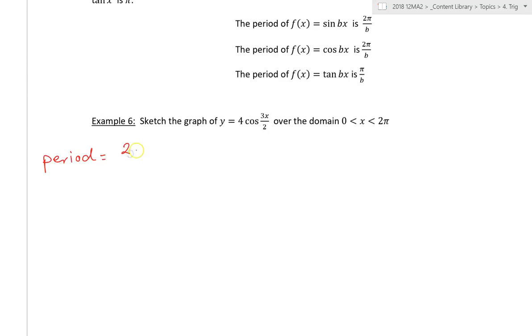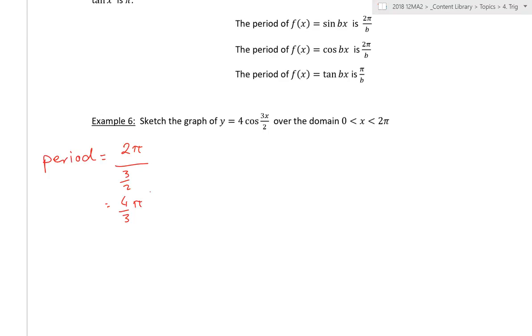Great. Now my period, for cos, is 2 pi over this. My period equals 2 pi over 3 over 2, which equals 4 pi over 3. That's how often it recurs.